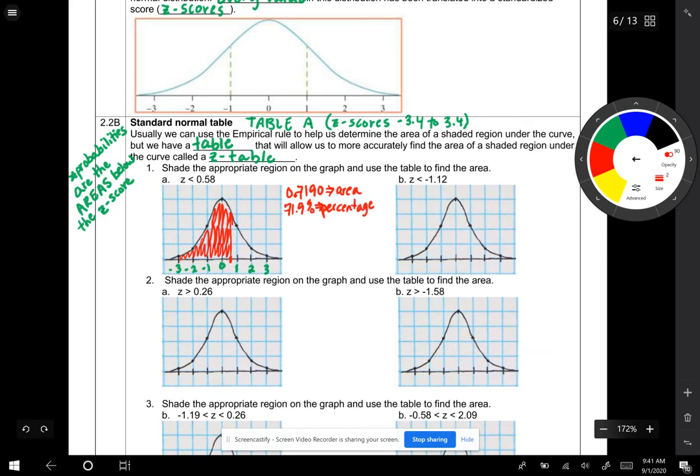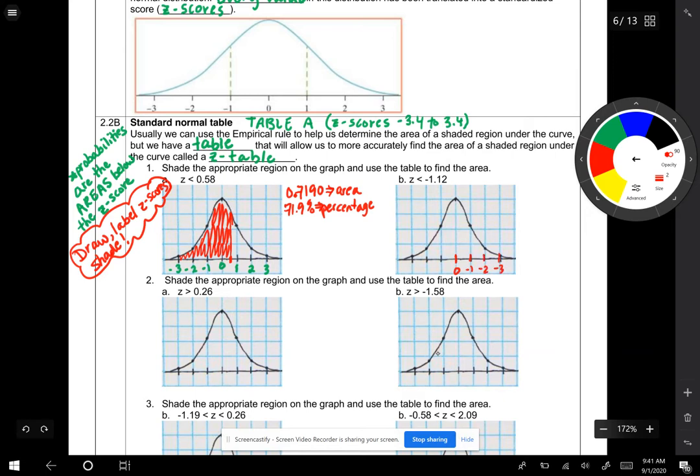All right. Another AP exam requirement: draw a diagram, label z-scores, and shade. Draw, label, z-scores, and shade. All right, let's do the next one. Z less than negative 1.10, so 0, -1.